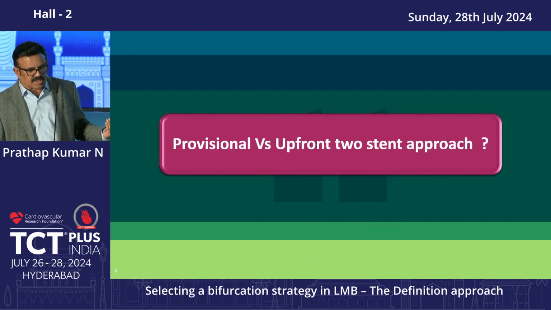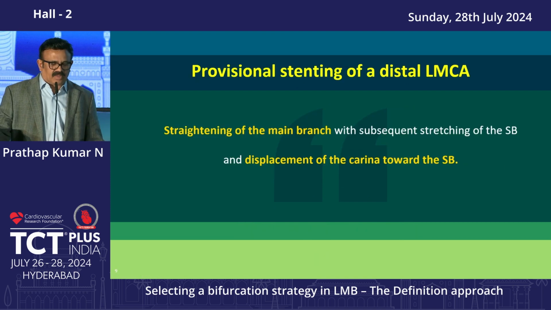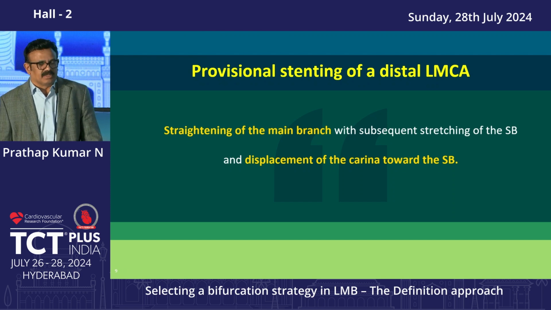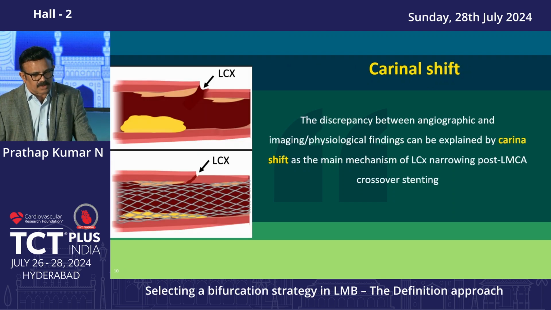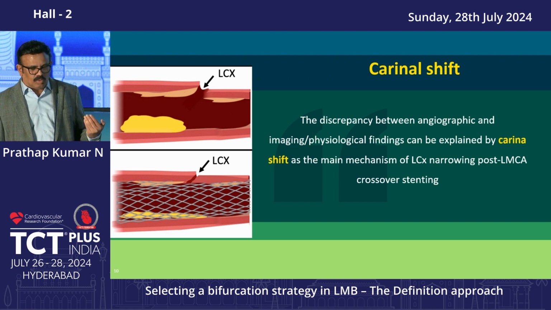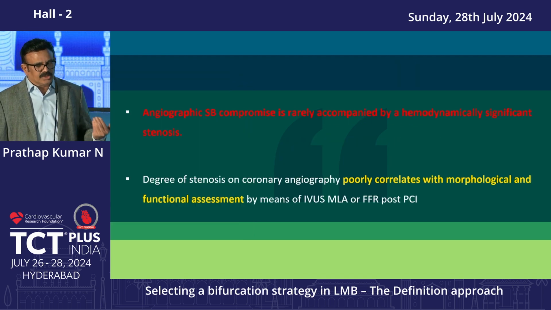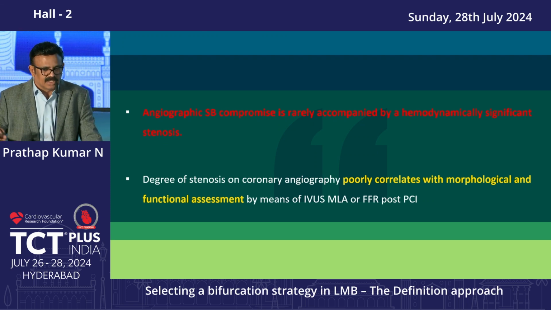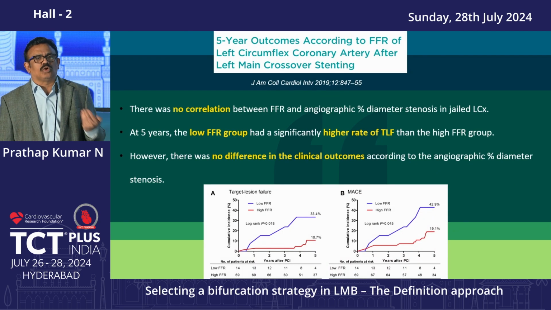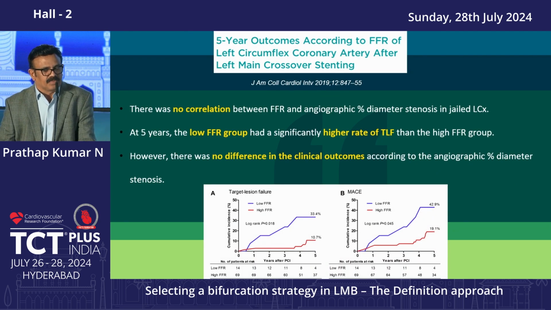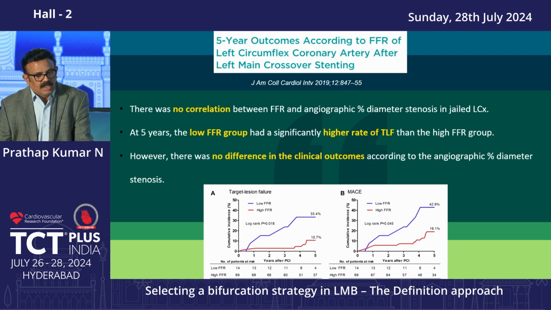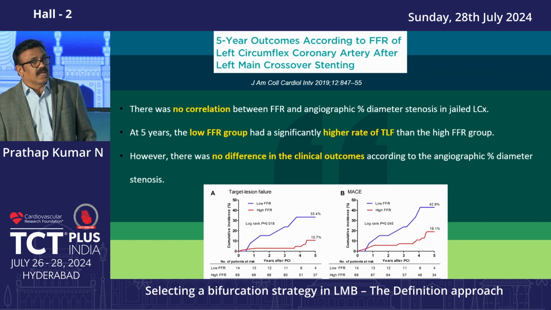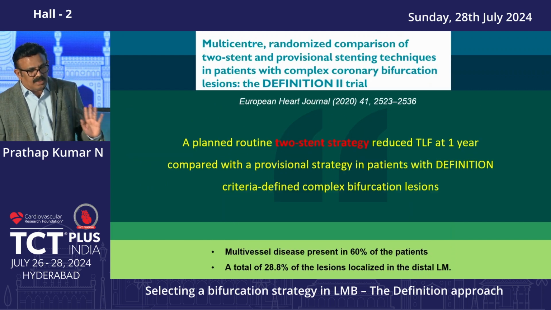So, provisional versus two-stent strategy, what is actually happening with the provisional stent strategy? You can have a displacement of the carina towards the side branch. That's the major problem. So the carinal shift can occur. Basically, angiographic side branch compromise is rarely accompanied by a hemodynamically significant stenosis, which is proven by FFR. When you have a low FFR, there is no correlation between FFR and angiographic stenosis. A low FFR group had a significantly higher rate of TLF than a high FFR group. So angiographic stenosis has no significance, only FFR.